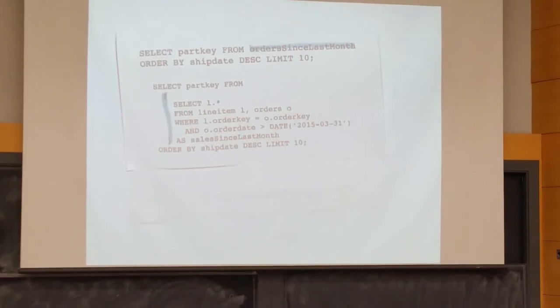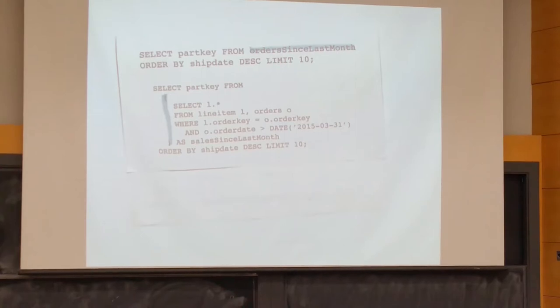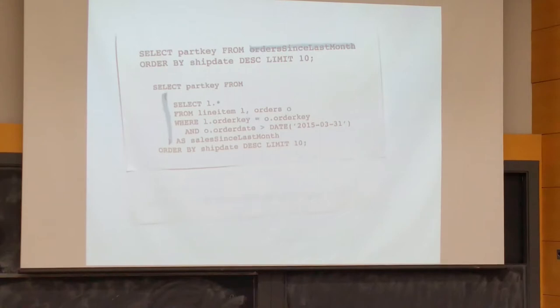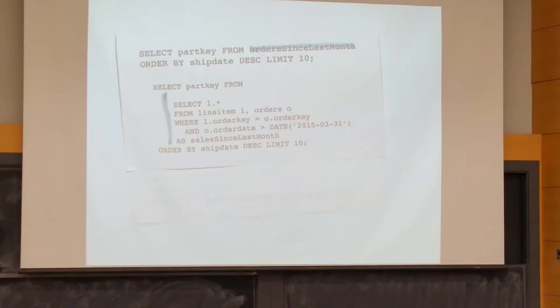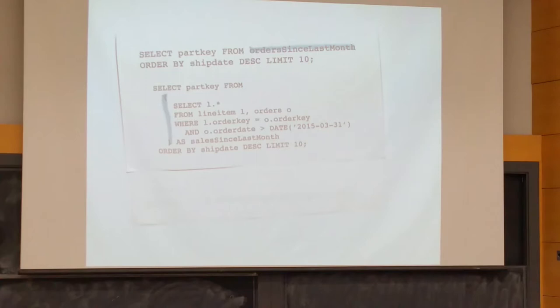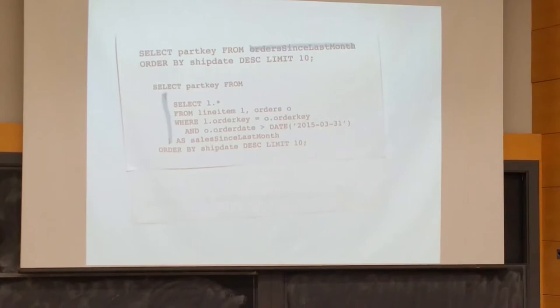A view behaves a lot like a normal relation, but there are a couple of key differences that arise from the fact that it is, in effect, a pointer. The first of these differences is that when line item and orders change, the view contents effectively change as well. The second is that, unlike a typical relation, what happens if I try to do an insertion into a view, or an update to a view?